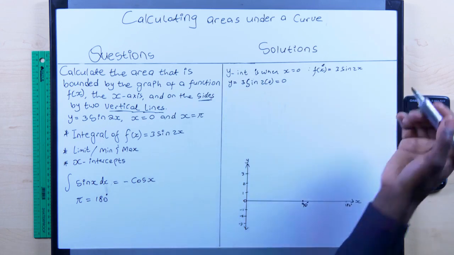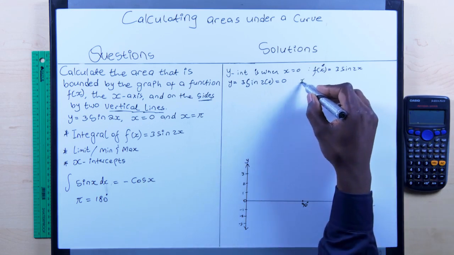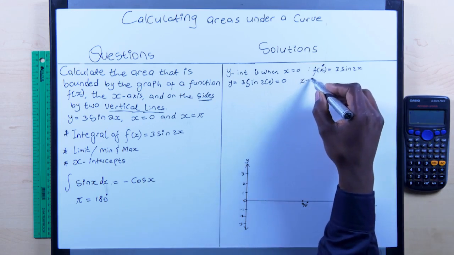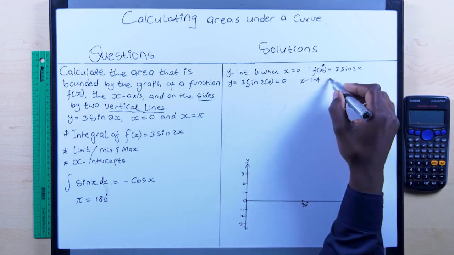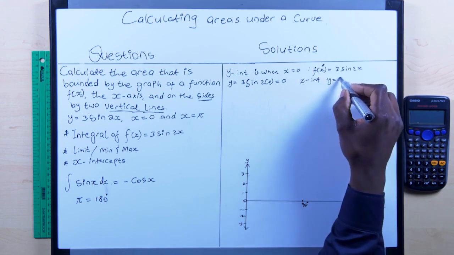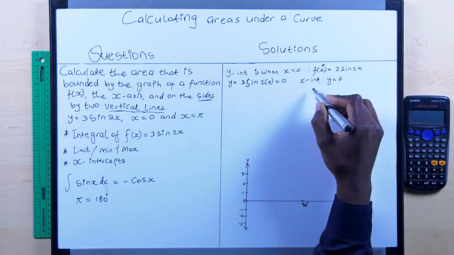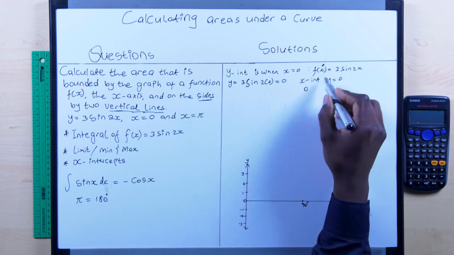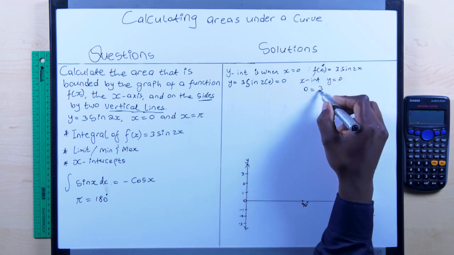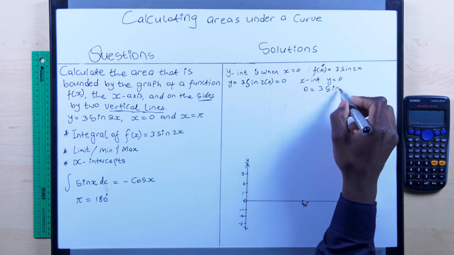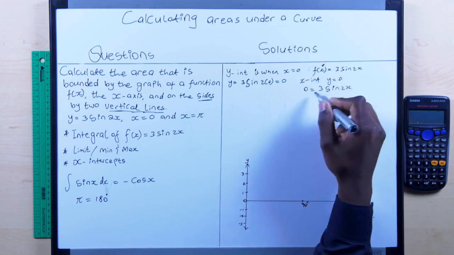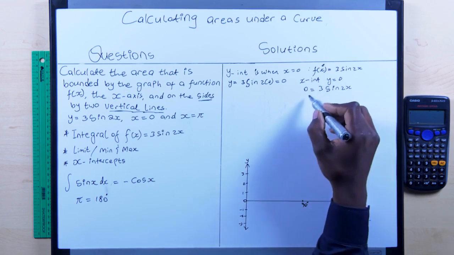Now let's find our x-intercept. So our x-intercept, we must find when y is equal to 0. Come back to this function. So your y is equal to 0. You can take away the 3. You have that right.